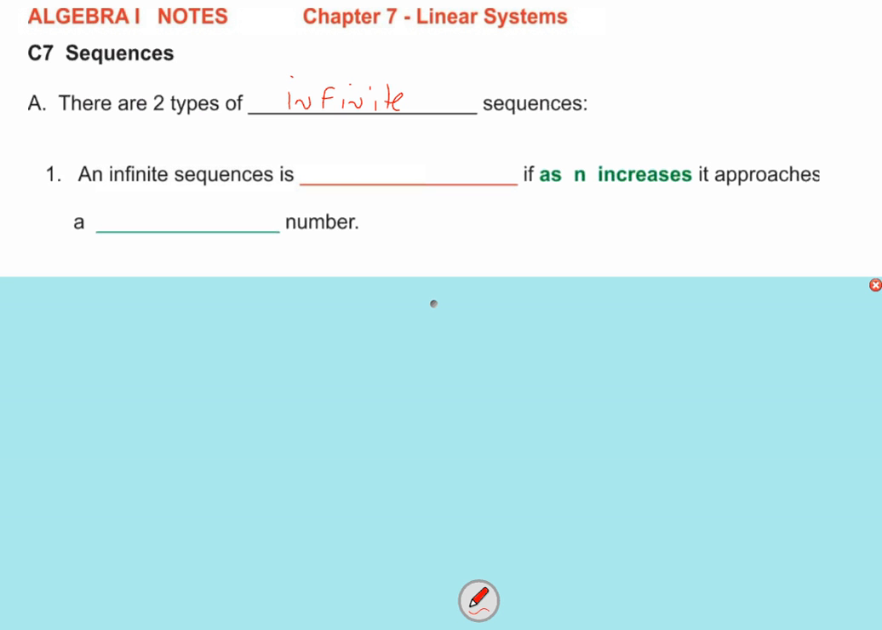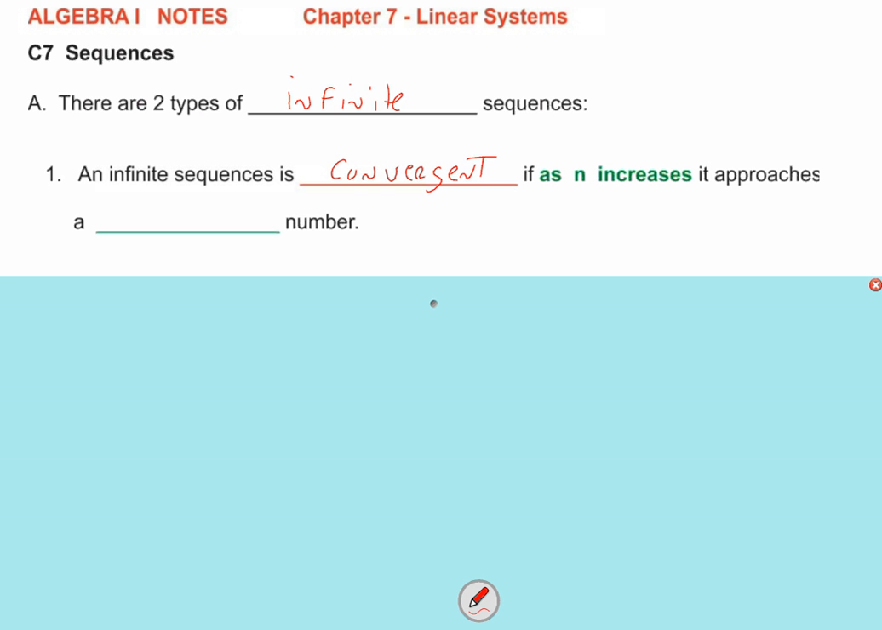An infinite sequence is convergent. Convergent. Isn't there like some kind of movie with a similar name? Divergent. All right. Wait, that's the second kind. That's our second kind, divergent. All right, we'll get there.